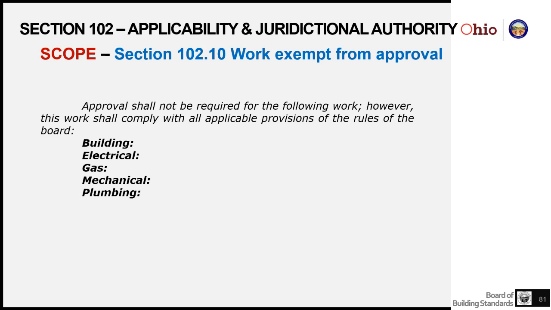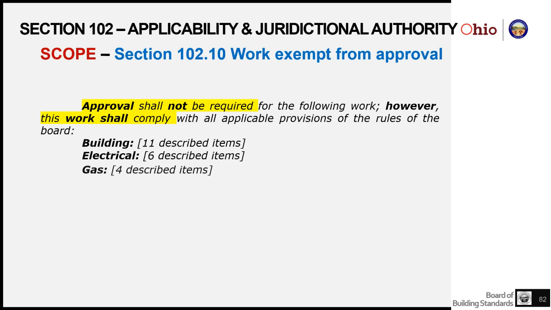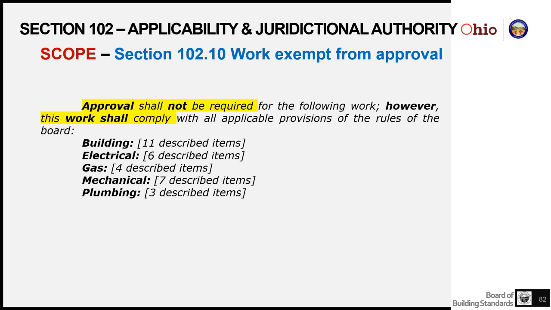102.10, work exempt from approval. A couple of key points here. This is about a list of things that plan approval is not required for that list of work. However, the work still has to comply with the applicable provisions of the rules of the board. The list of items is broken down into major categories, and there's a number of items under each major category.